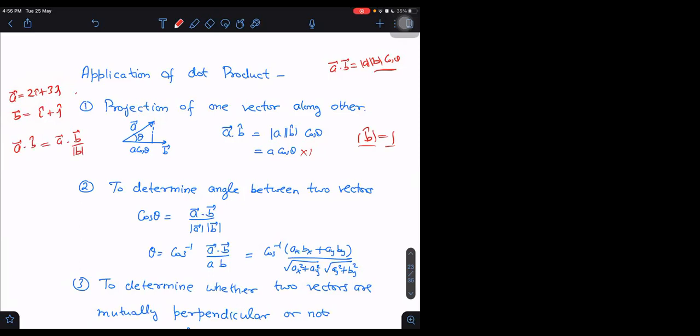So what will it become then? 2i cap plus 3j cap dot i plus j. What is the magnitude of B? The magnitude of B will be the square root of 1 square plus 1 square. Then what will be the dot product finally?